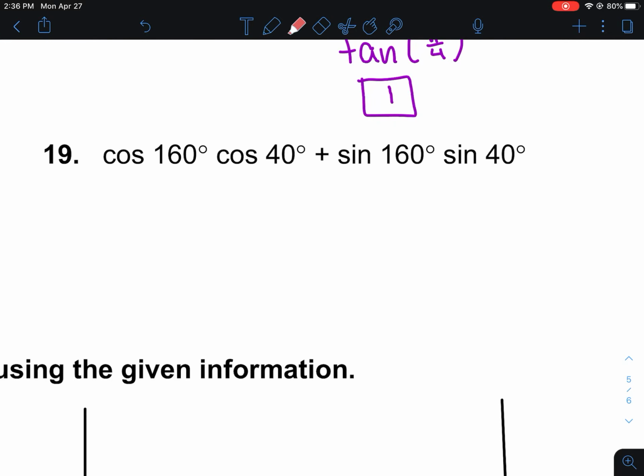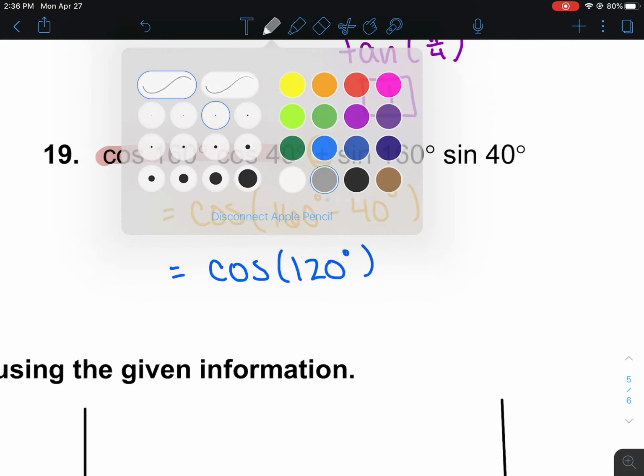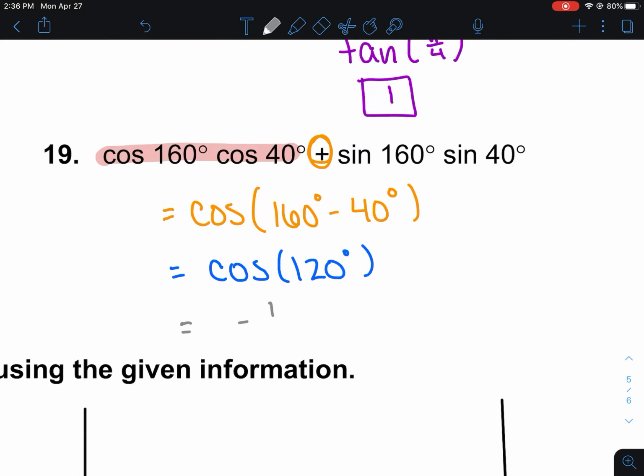All right, number 19, cosine tells me that this was a sum and difference of cosine, and that means the sign is opposite. So 160 minus 40, which is the cosine of 120 degrees, and the cosine of 120 degrees is -1/2.